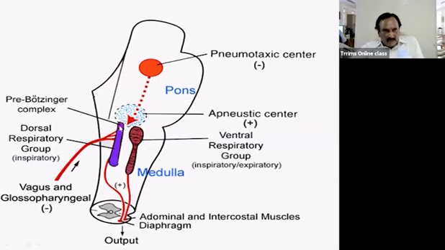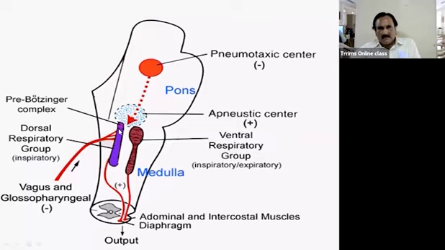And you just identify the pre-Bötzinger complex, which is a red colored one here. I'll talk about this later. Above which you find the apneustic center. The apneustic center will receive continuously the inhibitory impulses from the pneumotaxic center. In short, the pneumotaxic center is inhibitory to the apneustic center.